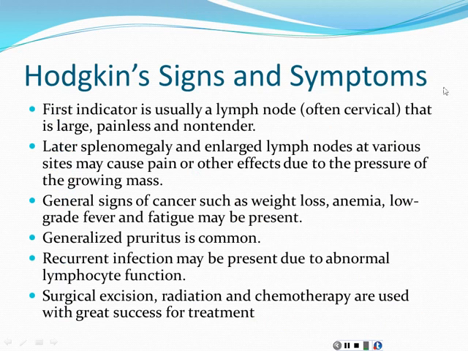All right. So like I said, for Hodgkin's, the signs and symptoms, usually it's one enlarged lymph node. Usually it's cervical, so it's in the neck. Large, painless, and non-tender. General signs of cancer, again, weight loss, anemia, low-grade fever, fatigue. Pruritus, itchiness is common with Hodgkin's disease. And then recurrent infection. Just like a leukemia, the lymphocytes are part of the immune system. So if they're sick, if they're not working right, you're going to be more susceptible to infection.